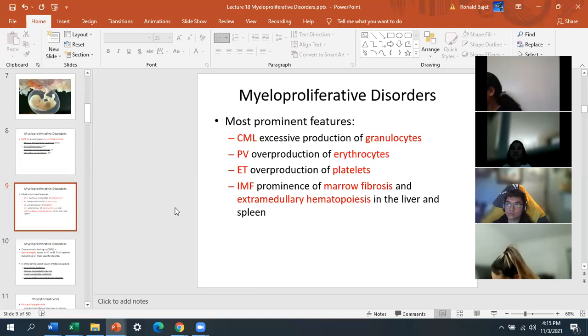Now, you got to have hematopoiesis to survive. So what causes it to be extramedullary is the amount of fibrin that's been infiltrated into the bone marrow. So now you have extramedullary hematopoiesis, and it takes place in the liver and the spleen. So hopefully that makes sense. So you got overproduction of the 3 cell lines, and then in the bone marrow, your bone marrow is fibrotic. Okay.